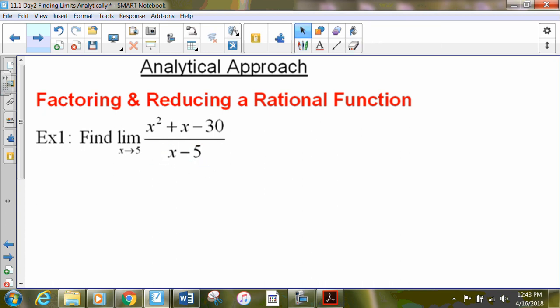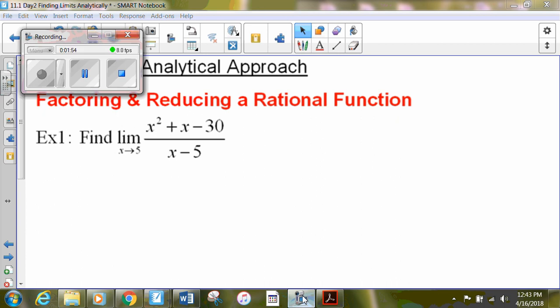What about the numerator? Can I go ahead and factor the numerator? I'm going to have to push pause, and I will be back in 1 second.